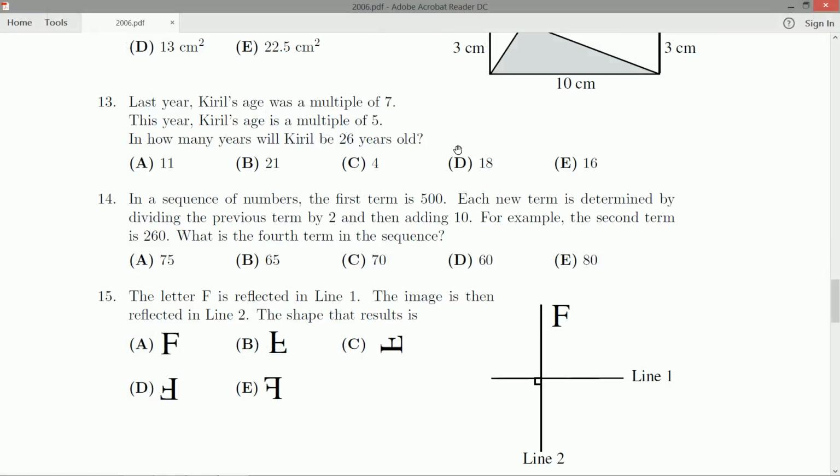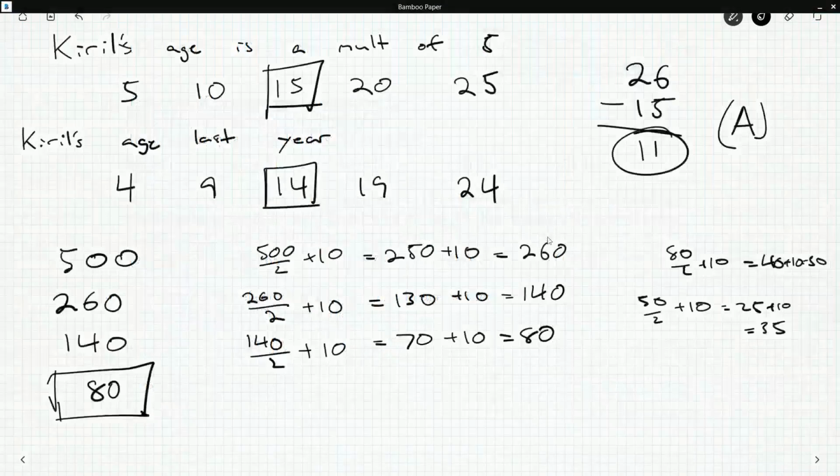And we check, is 80 one of the answers? There it is at the end. So we bubble in E.